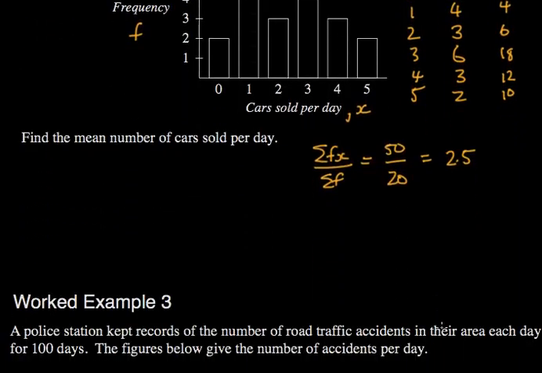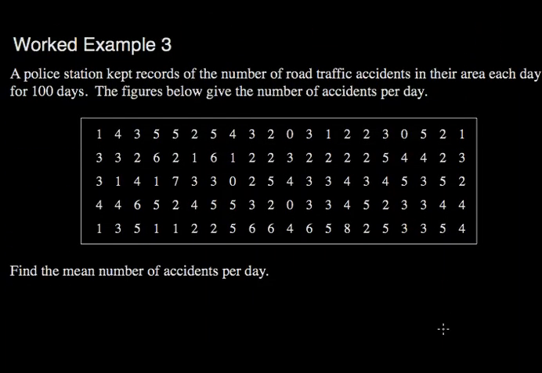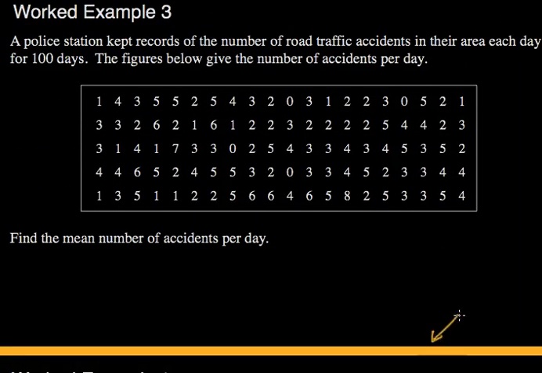Actually, I will go into example 3 because I don't think it will take very long. And then you can start work on the exercises. So this says a police station kept records for a number of road accidents in the area each day for 100 days. So it's told us there are 100 different numbers here. The figures below give the number of accidents per day. So on the first day there was 1 accident. On the second day there were 4 accidents. The third day there were 3 accidents. So how would I find the mean number of accidents per day?